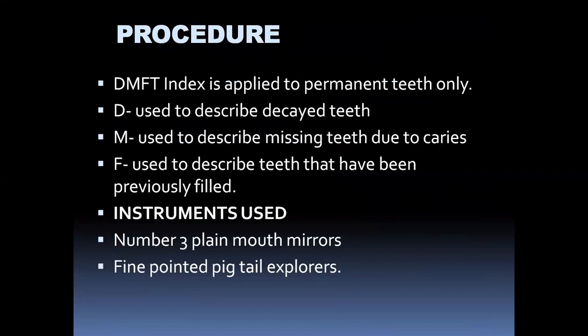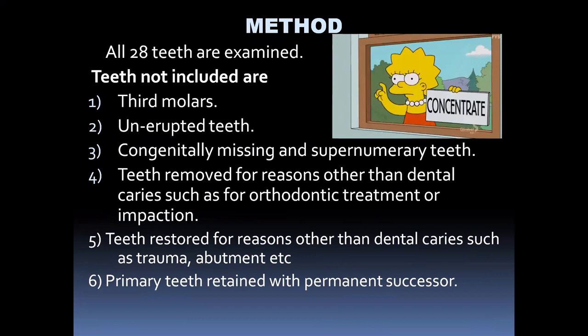Moving further onto the procedure, how to record it. DMFT, as the name suggests, D simply stands for the decayed teeth, M stands for the missing teeth due to caries, and F describes teeth that have been previously filled. The instruments used are a number 3 plain mouth mirror and fine pointed pigtail explorers. All 28 teeth are examined in DMFT. Teeth not included are third molars, unerupted teeth, congenitally missing teeth, and supernumerary teeth.